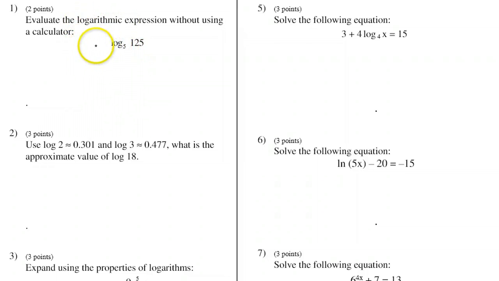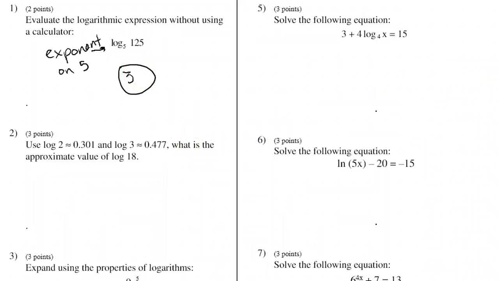So remember, the word log, whenever we ask this, is just asking what's the exponent on the base. So our base is 5. So I know 5 to the third power equals 125, so the answer right here is just 3.